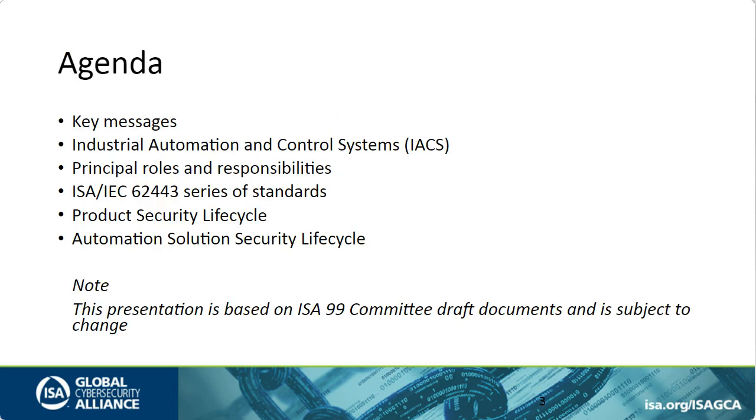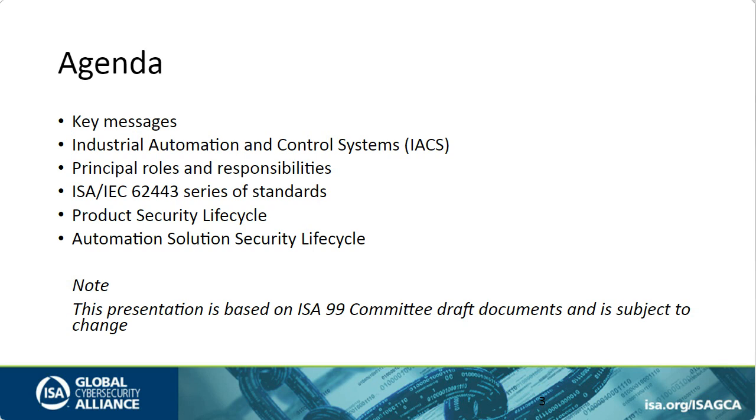Today's agenda, topics we'll cover will be key messages related to industrial automation and control system cybersecurity and security life cycles. We'll cover the terms that are used in 62443, such as system, component, automation solution, and IACS. We'll cover the principal roles and responsibilities described in the 62443 standards. I'll go through a brief description of the standards and the technical reports that are available and planned for 62443.